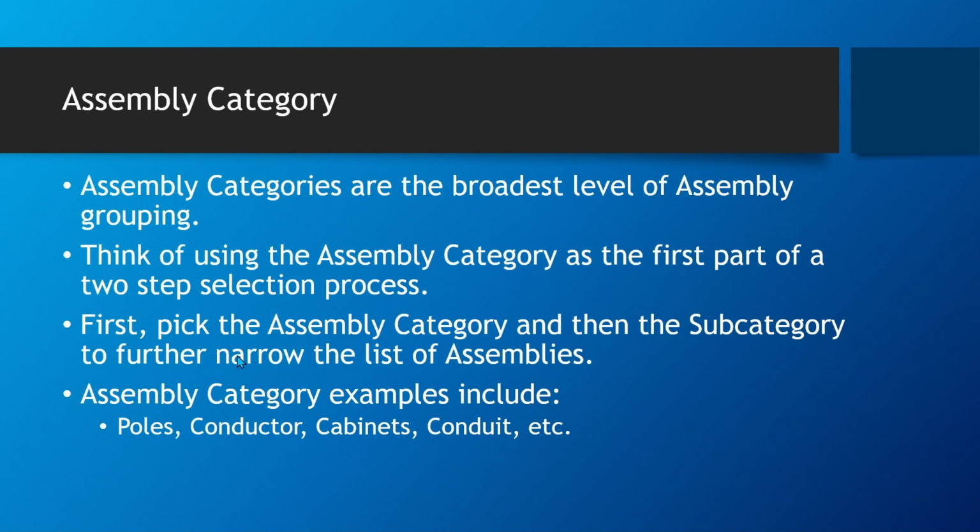Assembly categories are the broadest level of assembly grouping. So think of the assembly category as the first part of a two-step selection process. In a scenario where you need to select an assembly, you would first pick the assembly category, like pole, and then pick the subcategory, like crossarm. Different types of assembly categories could be poles, conductor, cabinets, conduit, etc. You can decide which categories you want to use. That is completely up to you. That's also true of the subcategory, so how those are associated is entirely under your control.